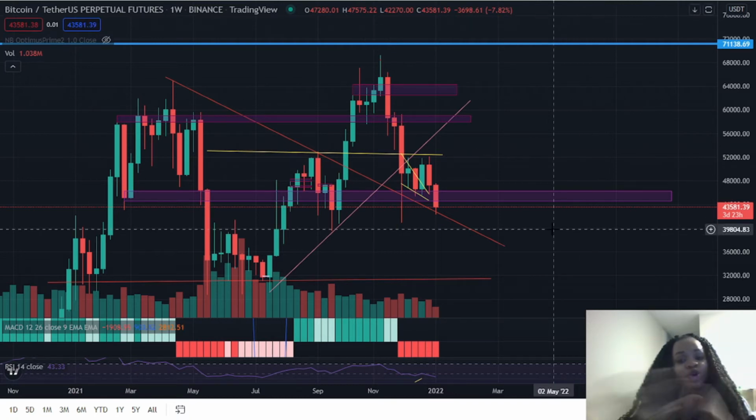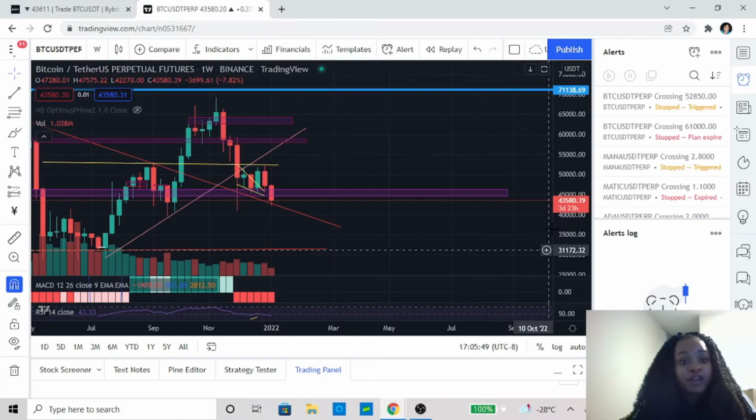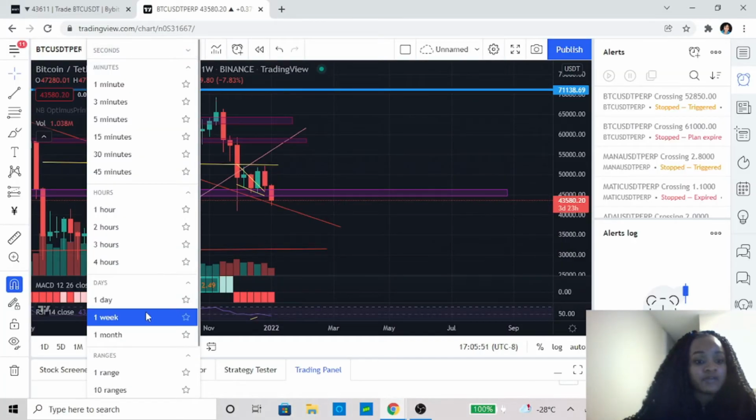Okay, so now we've done looking at the support and resistance line for the weekly time frame. We want to go to the daily time frame.